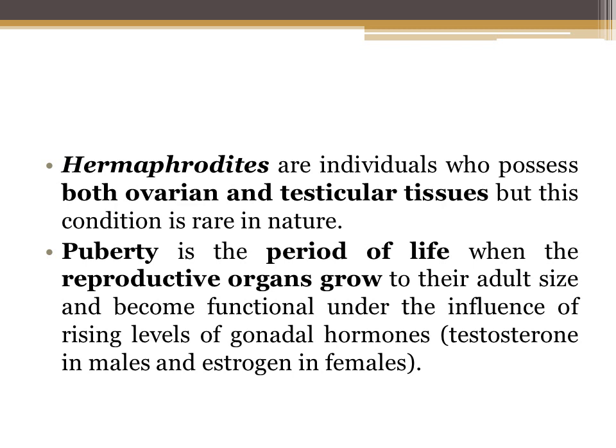The next one, we have the hermaphrodites. Hermaphrodites are individuals who possess both ovarian and testicular tissues, but this condition is rare in nature. So individuals who suffer hermaphrodites have ovaries and testicles at the same time. Let's have an example. We have Alex. Alex is a male, so he has a reproductive system of the male. Now, he also has an external genitalia of the male, which is the penis.